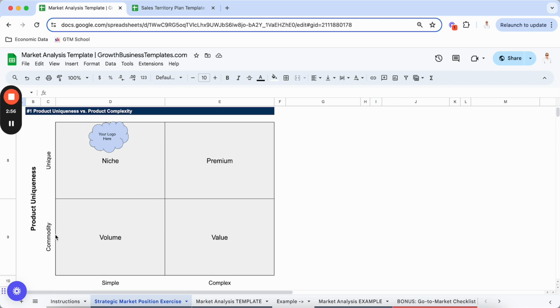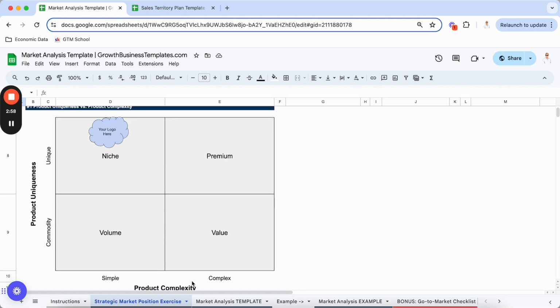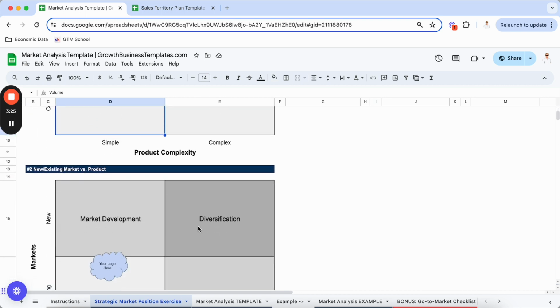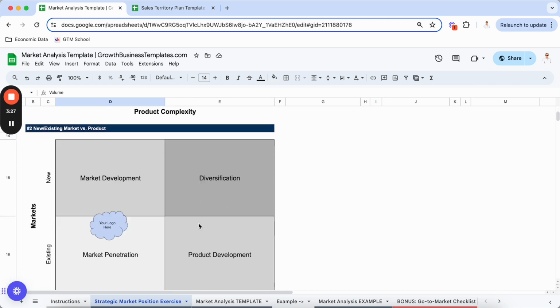So uniqueness on the left here, and then complexity across the bottom. For example, if you are very complex and unique, you're a premium product. If you are simple and a commodity, not very unique, then you're a volume-based product. Right? So think about it. I left a little cloud here. You can move your cloud based on where you are. Maybe throw these into a PowerPoint or a Google slide presentation to present internally.